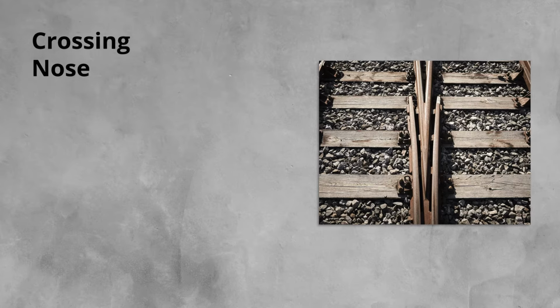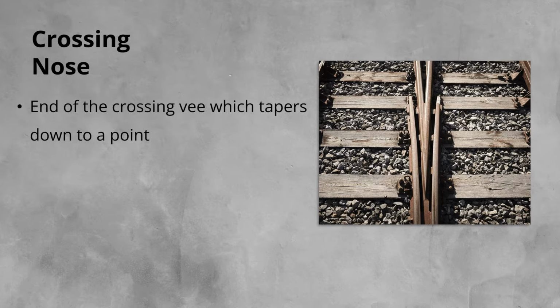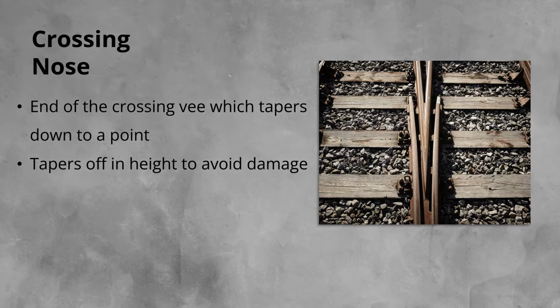This is the end of the V, where two rails taper down to a point. It also tapers off in height. This helps avoid damage as wheels transition over it. Wheels run off or onto the nose, depending on the direction of travel, as they go through the wheel transfer area. More on the wheel transfer area in a second.